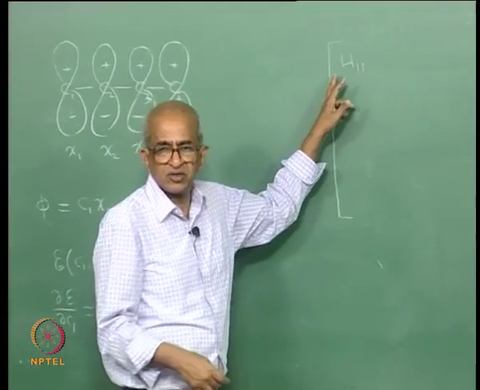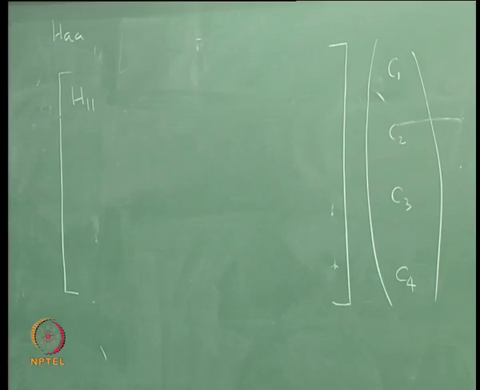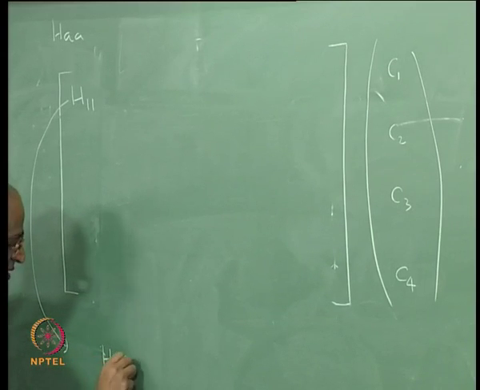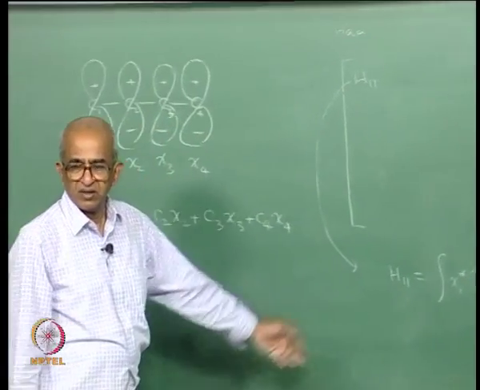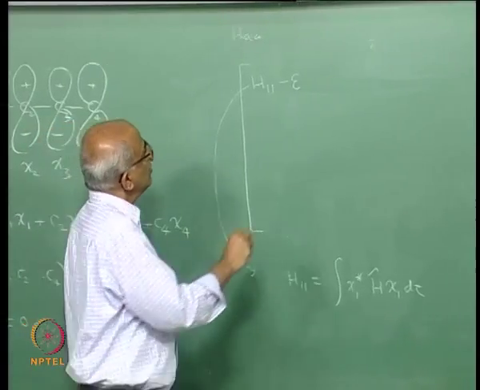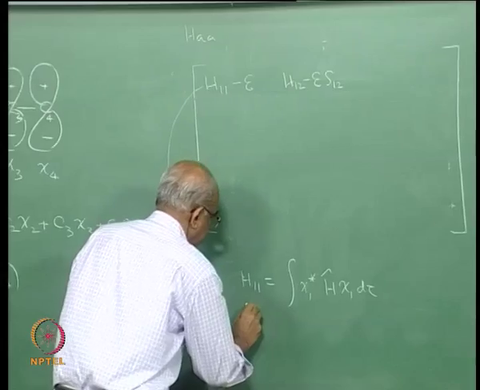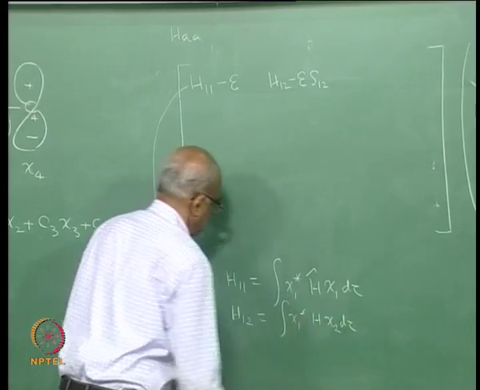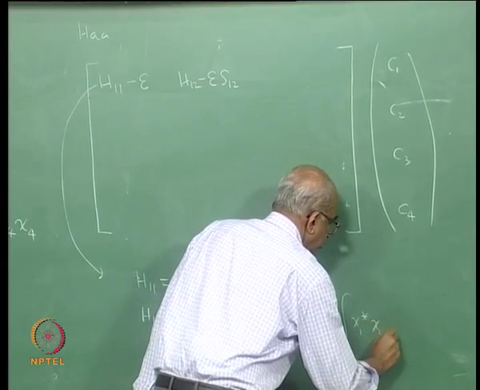The first element here is going to be H11. Earlier you had HAA, that is because you were calling the orbitals 1 s A and 1 s B. But now you have H11. What is H11? Let me just remind you. H11 will be defined to be integral of chi 1 star H chi 1 d tau. Right. So, you would have H11 minus script E, then what will be the next element? It is going to be H12 minus script E S12. What is H12? It is quite simple, integral chi 1 star H chi 2 d tau, that will be H12, and S12 will be integral chi 1 star chi 2 d tau.